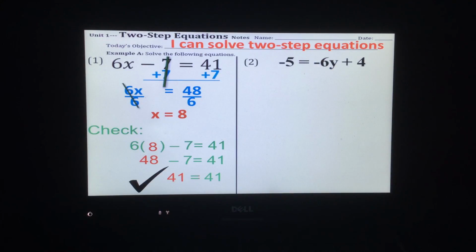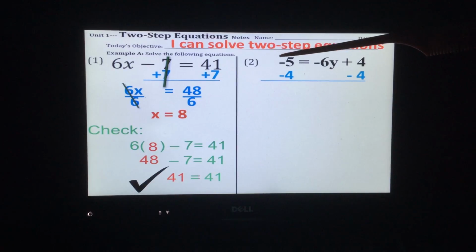For this next one, we have negative 5 equals negative 6y plus 4. Again, over here, these guys are in the same room. So negative 6 is your best friend. Negative 6 is close to you. The 4 is far away. That's the stranger. So let's get rid of the stranger first. How do we get rid of a plus 4? We're going to have to subtract 4 from both sides.